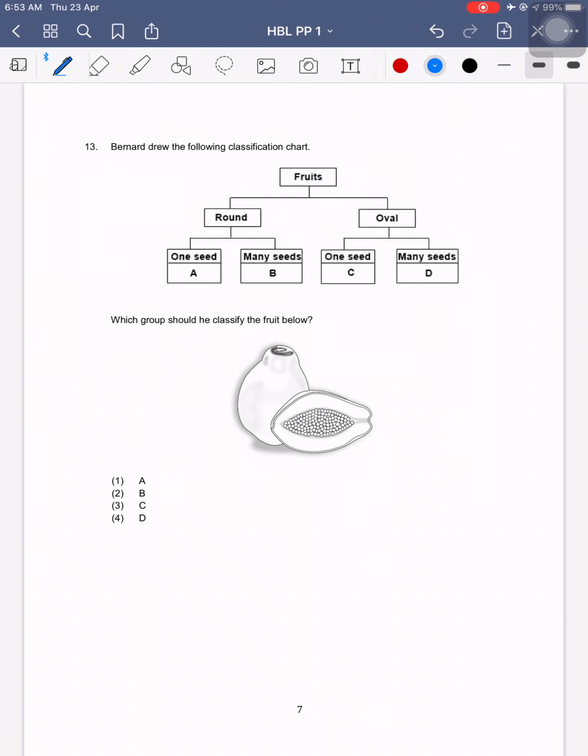Okay, question 13. Now Bernard drew the following classification chart. Now which group should he classify the fruit below? Now this fruit, we look at the chart first. There's the round shape, there's an oval shape. Now I think this fruit, we will not be able to consider it as round. It will definitely be the oval shape fruit. Now we also see that there are many seeds here. You can see that so many seeds. So the answer will be D. Alright, so this would be D.